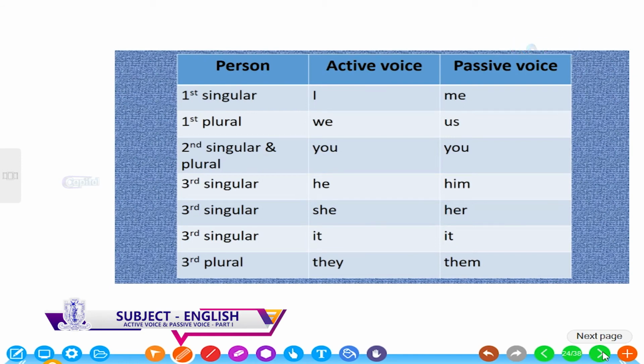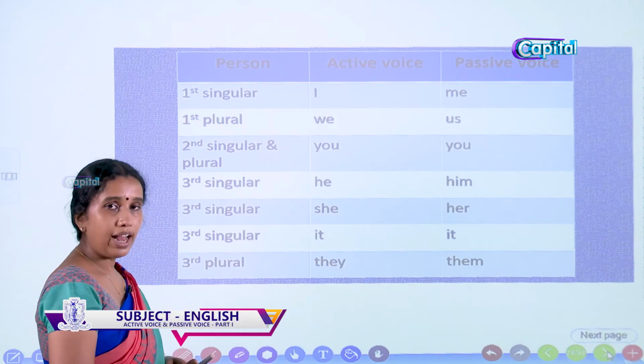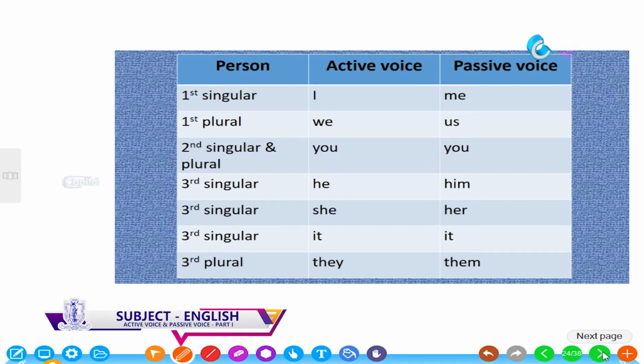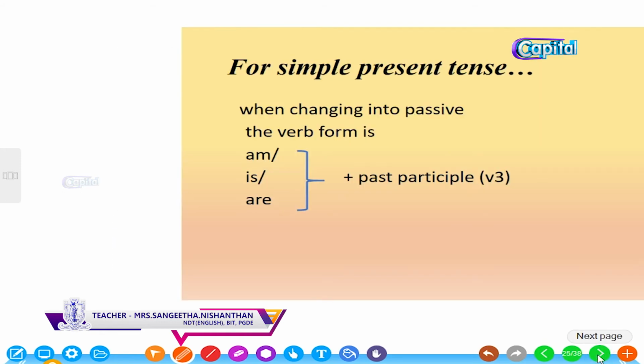When changing the active voice into passive voice, the pronouns are changed. I think you all have this grid. The first person singular I changes to me. The first person plural we changes to us. The second person singular and plural you stays you in the passive also. The third person singular he changes to him. The third person singular she changes to her. It remains as it, and the third person plural they changes into them. This is how the pronouns are changed when we change into passive voice. You should memorize it. The subject pronoun changes to object pronouns.